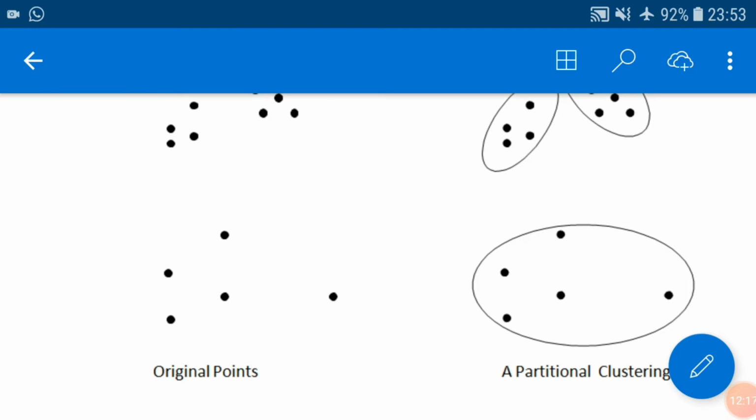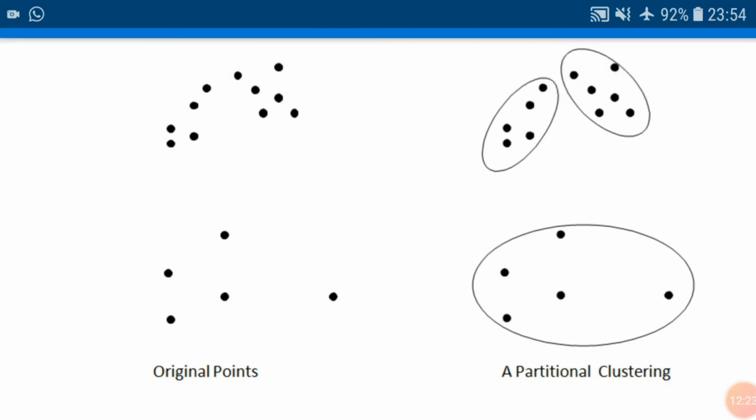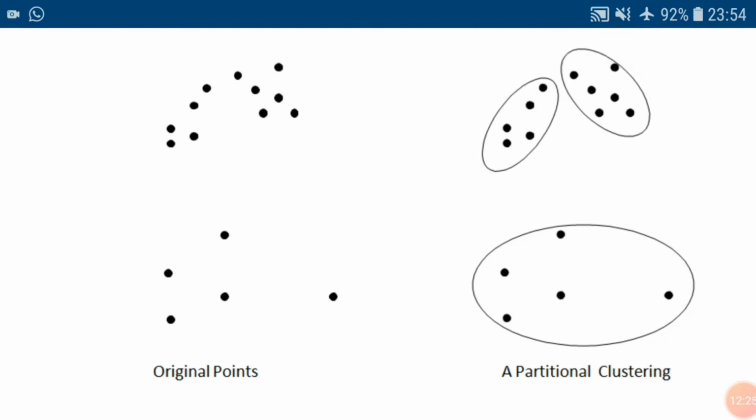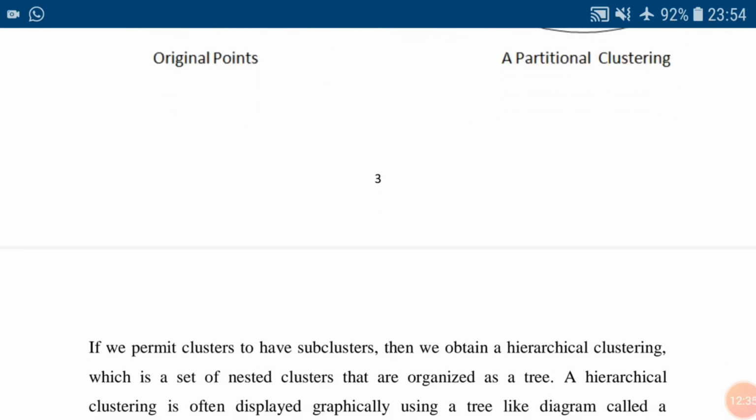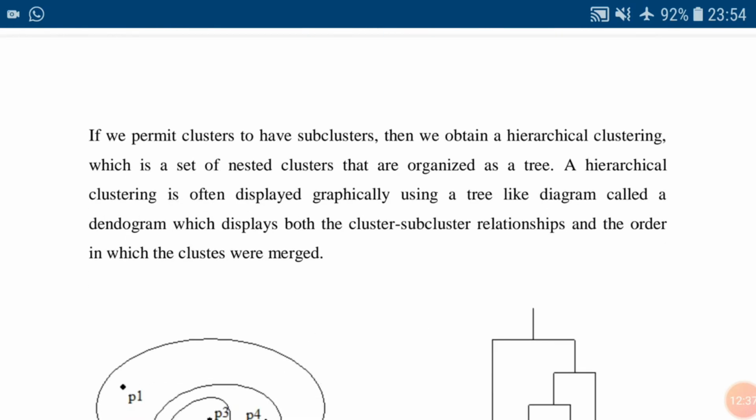No item is related to 2 clusters. In the figure we can clearly observe that each and every data element is related to only one cluster at a time, and that is nothing but partitional clustering. Now we will see what is meant by hierarchical clustering.